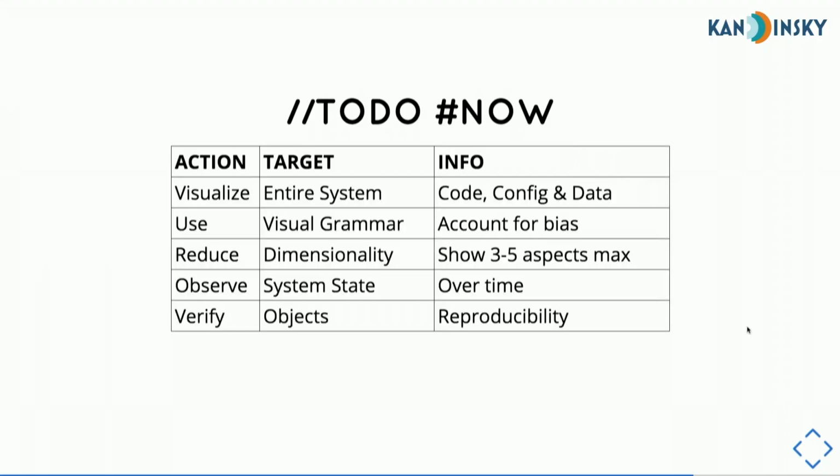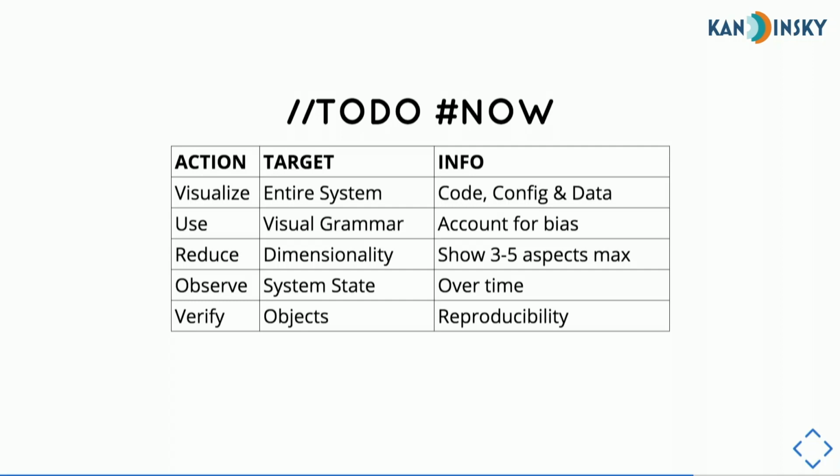So this is my practical slide. I always have to have a practical slide. So if you're like, oh, I'm tired, I don't care, whatever she's talking about, I don't know, do this, okay? So there are 5 things, because that's all I get, right? So visualize the entire system. Code, configuration, and data. Use a visual grammar and account for bias. Really think about the bias inherent in the visual grammar.